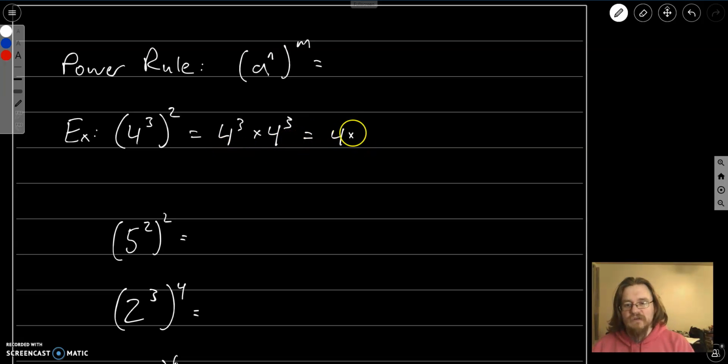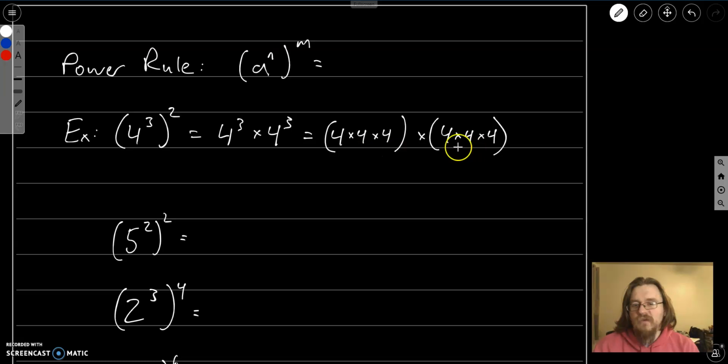So I have 4 times 4 times 4 times 4 times 4 times 4. And overall, what is this? Well, that's just 6 4's. So this is just 4 to the 6th power. And I can actually get from here to here in one step because of this rule. So again, 4 to the third power to the second power: I have 2 copies of 4 to the third power. Each copy has 3 copies of 4. So overall, it's 4 to the 6th power.